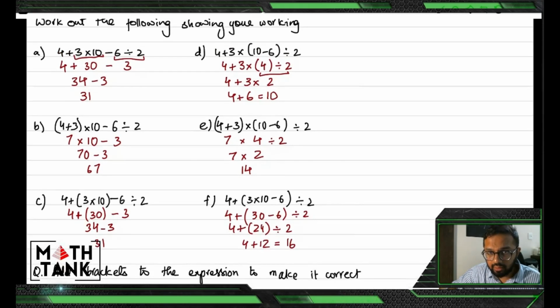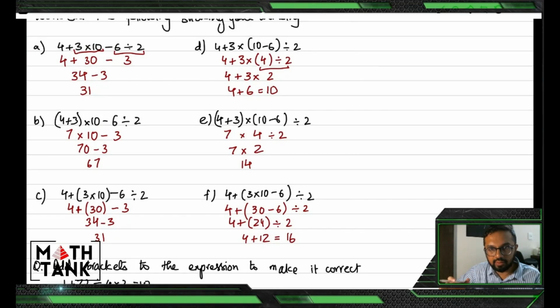So you see, in all of these questions, the numbers and the signs were all the same. It was just the different placement of brackets that made the question different in each case. Okay, and that is what you need to learn in order to be able to solve past paper questions as we go.